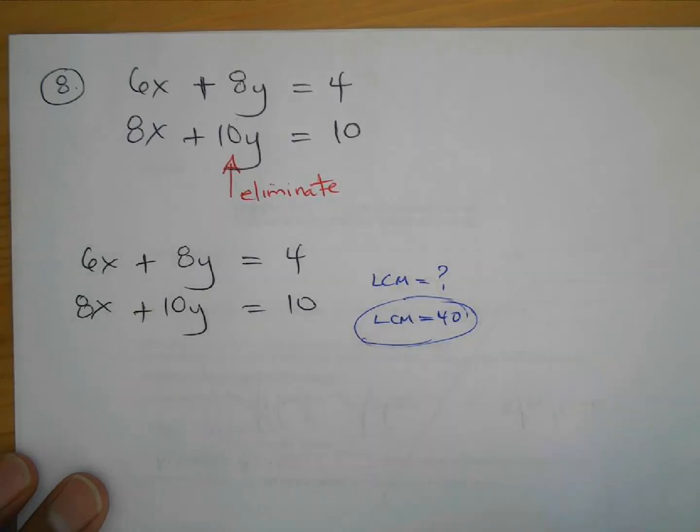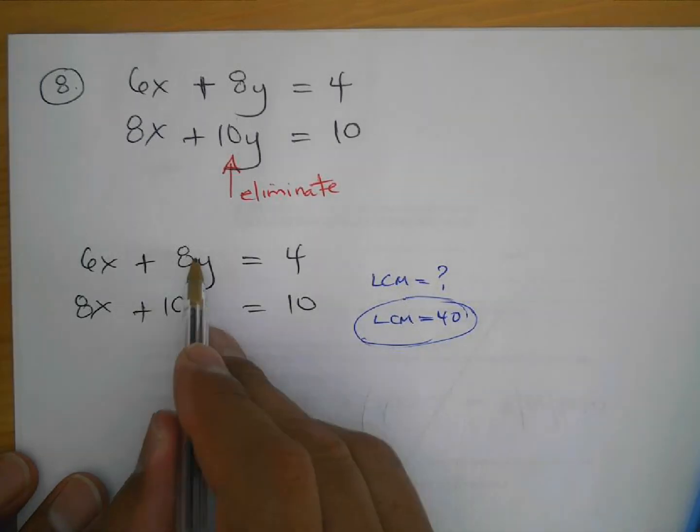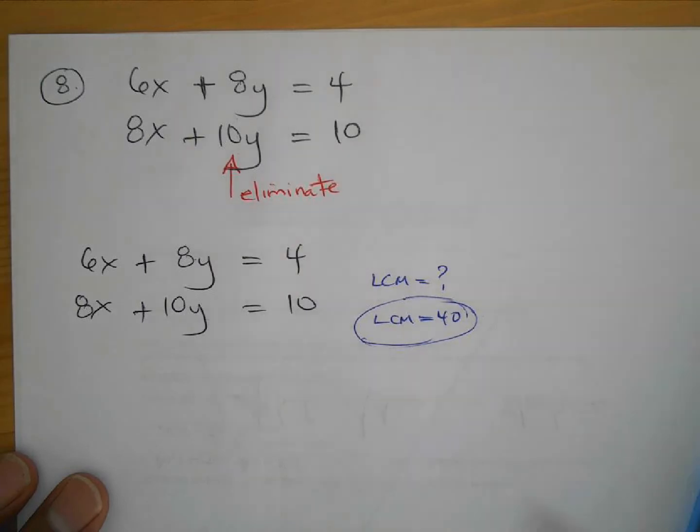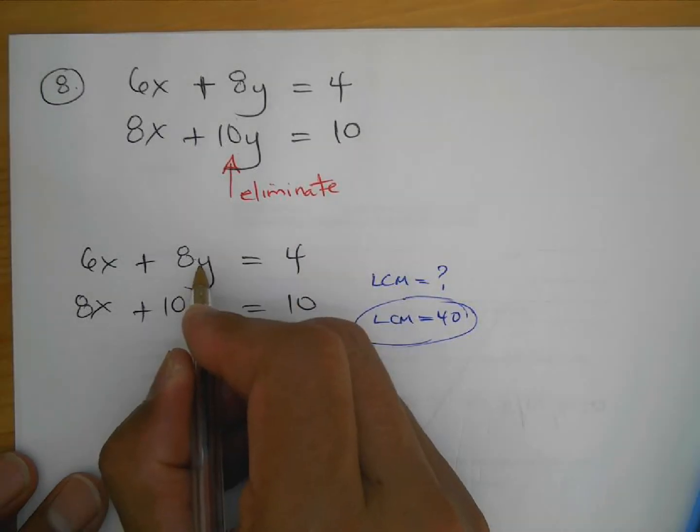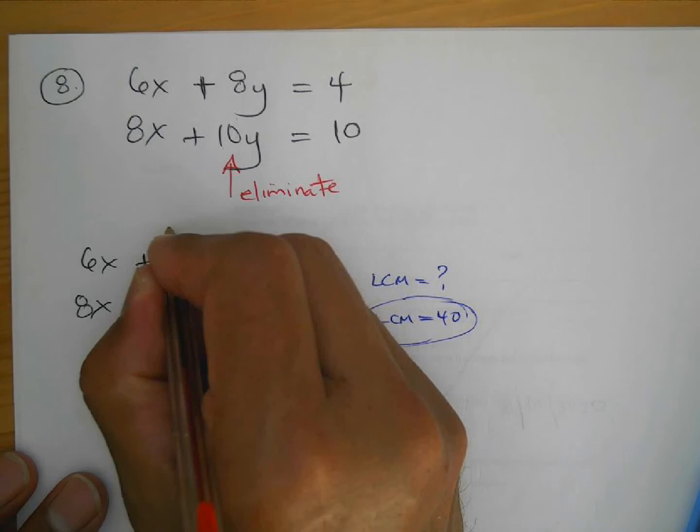So if 40 is the LCM, your job is to get this to be a 40, and your job is to get this number to be a 40. If I'm going to get this to be a 40, I'm going to multiply this by 5.